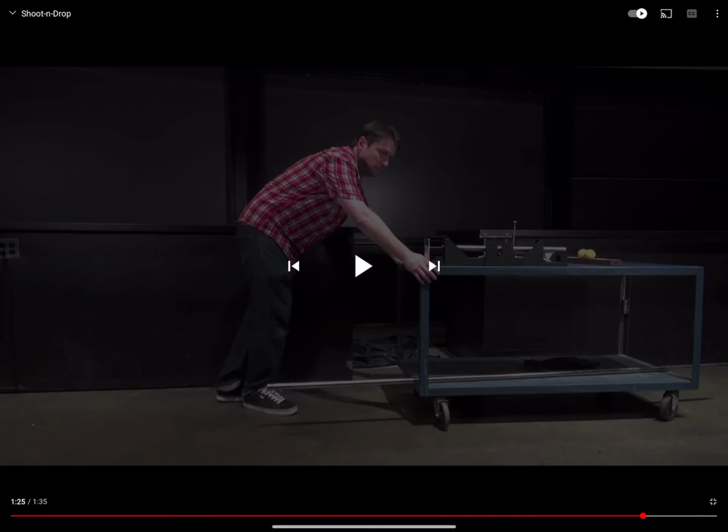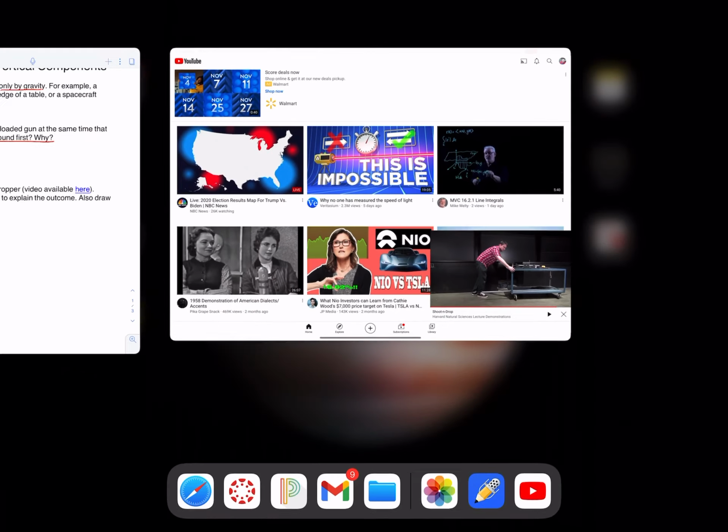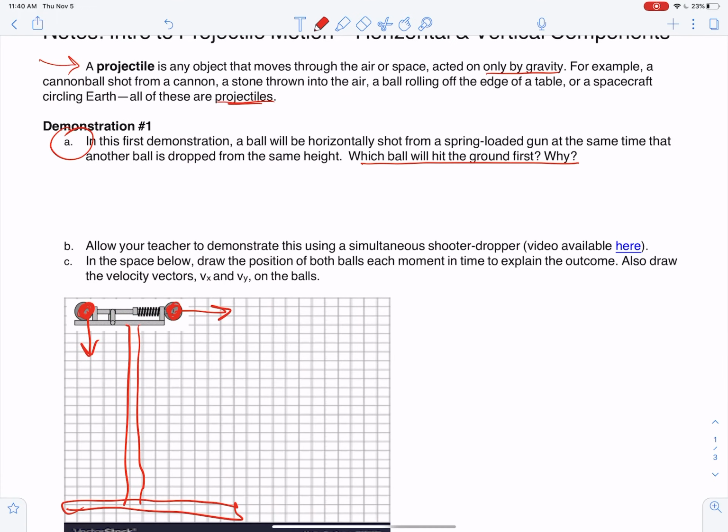So, this is a surprising outcome. Most students tend to think that the ball that is dropped is going to hit the ground first, because the ball that's shot out the front maybe takes a while before it starts to fall. And the fact that it's shot out the front, maybe the ball has like some additional force that will make it fall at a slower rate, okay?